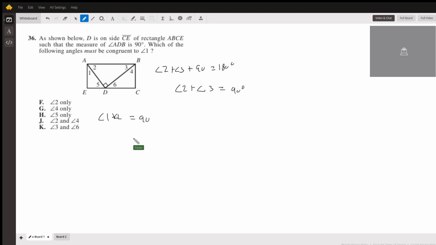When we look at this, angle 1 plus 2 has to be equal to 90, and angle 2 plus 3 has to be equal to 90. You could sort of set it up like this to understand it best. Angle 1 plus angle 2 and angle 2 plus angle 3 both equal 90, so they equal each other. So angle 2 can be canceled, and angle 1 has to equal angle 3.